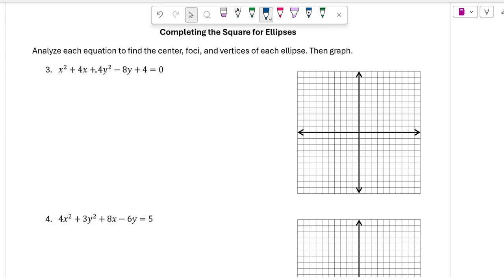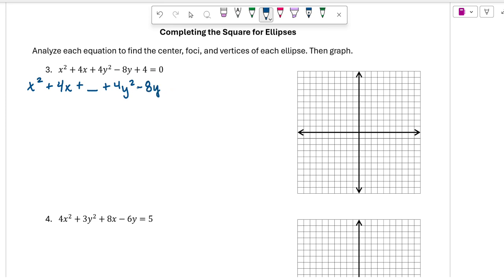So that's why there's a few problems for us to go through together so you can kind of get the hang of it. All right, so the first part is the same though as with a circle. We're going to group our terms together correctly. And then here we would have a plus blank to complete the square for x's. And then we have 4y squared minus 8y.